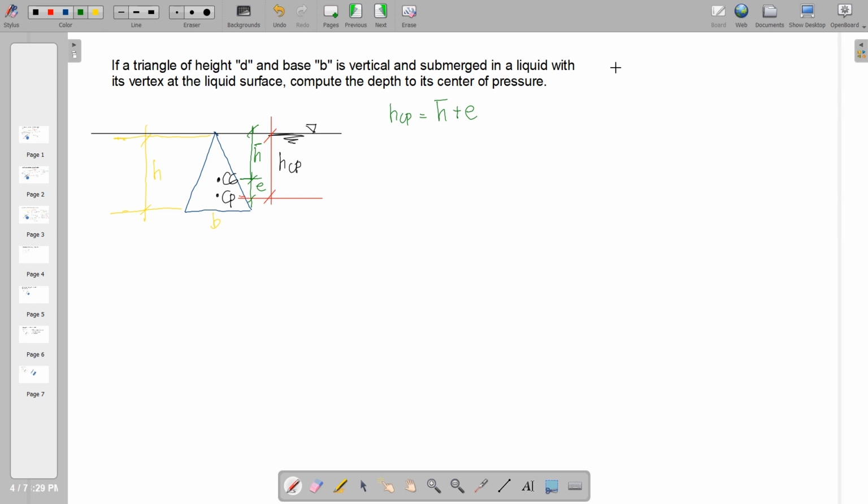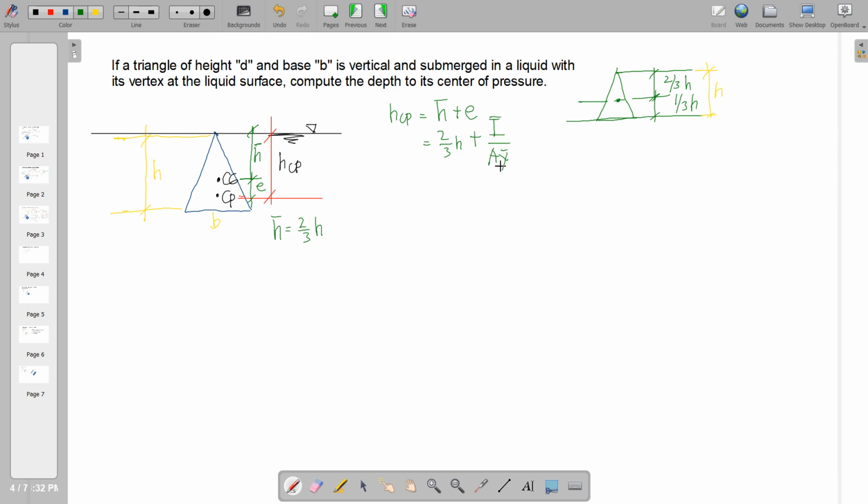Hence, H bar can be derived from the formula of the centroid. Recall that the center of gravity of a triangle referred from the base is 1/3 of the height. So therefore, the remaining top dimension is 2/3 of the height to complete the dimension H. So if that is so, H bar here will be equal to 2/3 of height. So we can just place that on that portion and then we proceed to E.